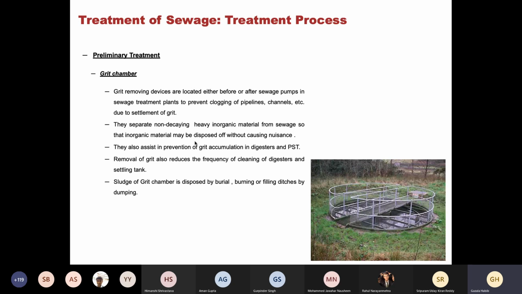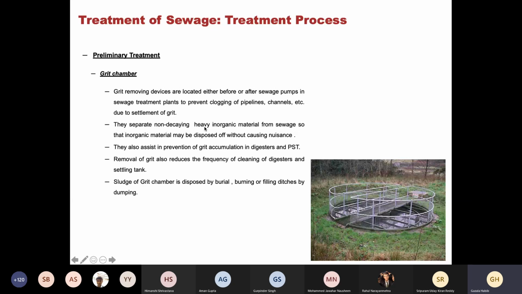Otherwise it will harm the pump, and the whole sewage treatment will be shut down, because we cannot pump the sewage. Therefore, in a sewage treatment plant, grit is removed to prevent the clogging of the pipeline and channel. So clogging will also be avoided after removing the grit, right?